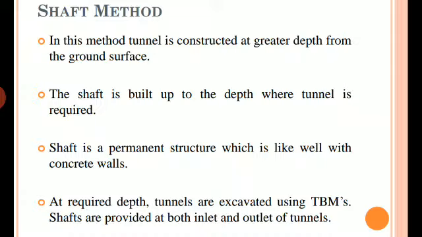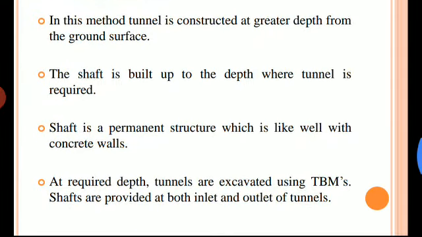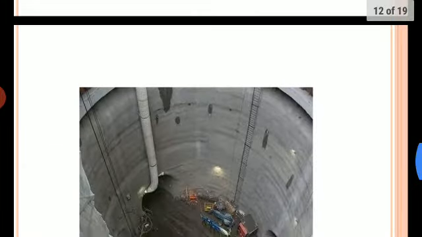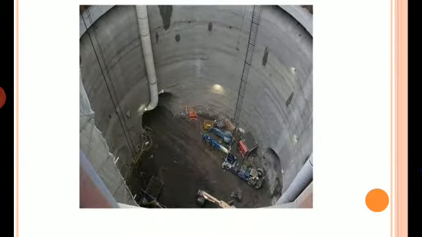Shafts are provided at both the inlet and outlet of the tunnel. Intermediate shafts are also provided if the tunnel is too long. After the construction process, these shafts can also be used for ventilation purposes as well as emergency exits. This is the tunnel shaft or shaft method.